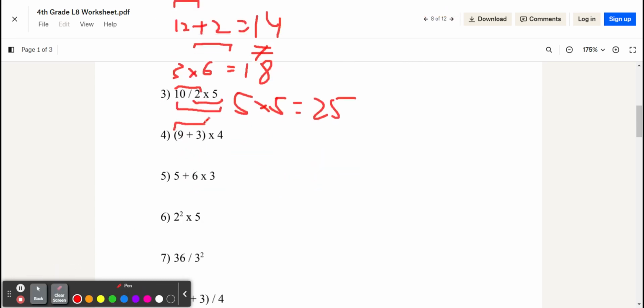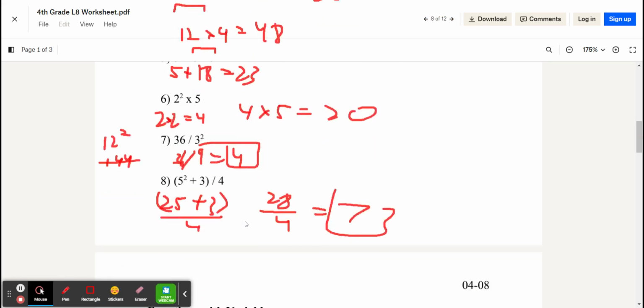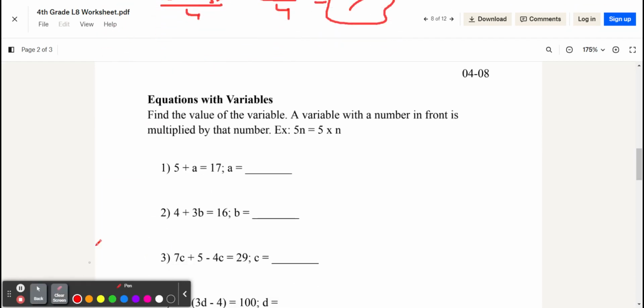Here we do what's inside the parentheses first. 9 plus 3 is 12, times 4 is 48. And that is the first section. The second section is equations with variables. And remember, you have to use GMA or PEMDAS at all times.